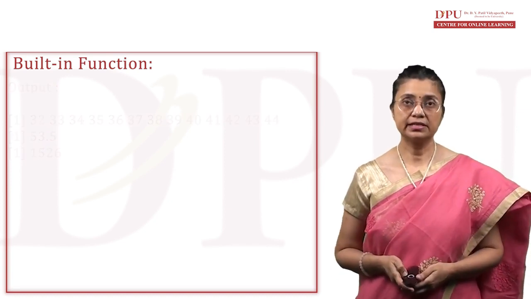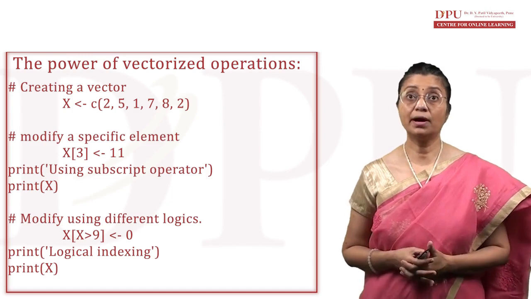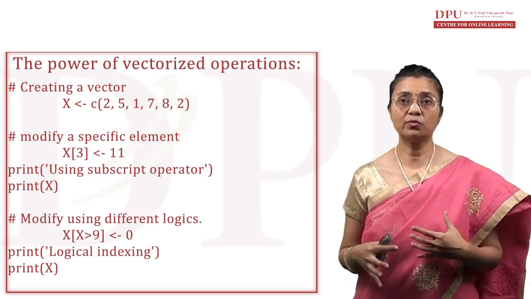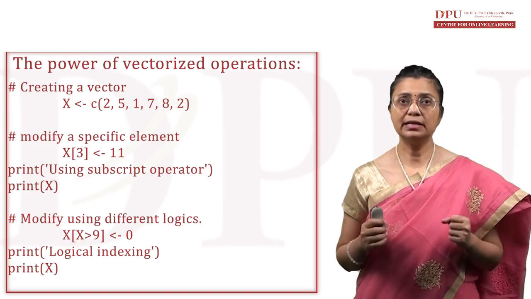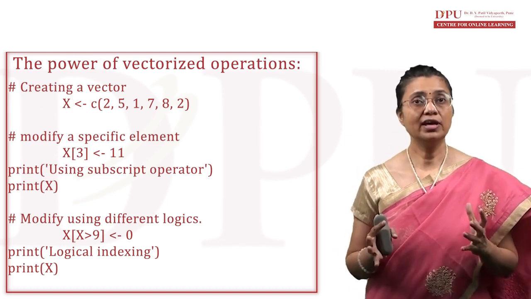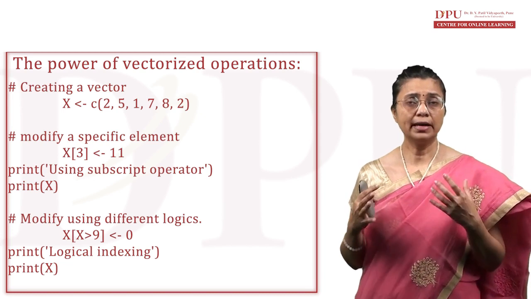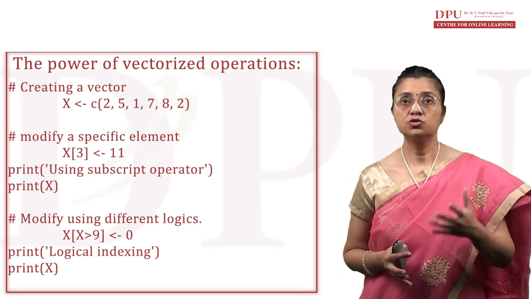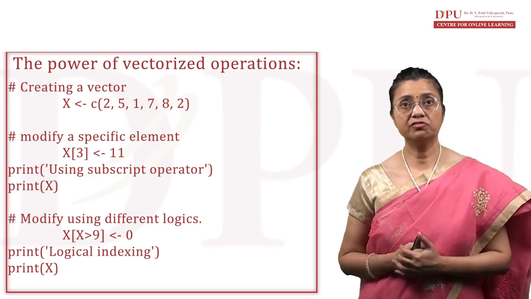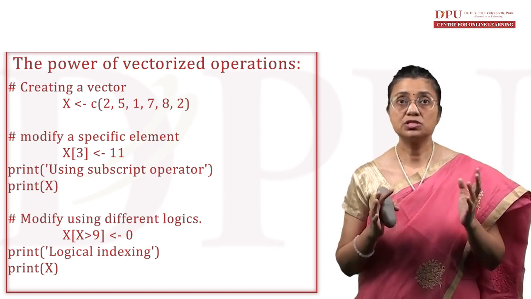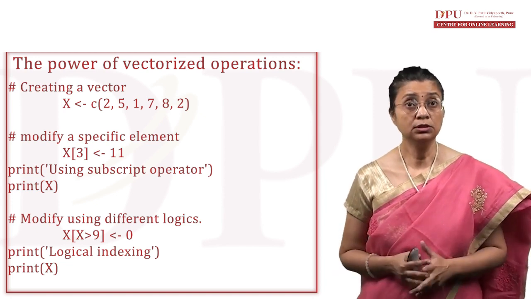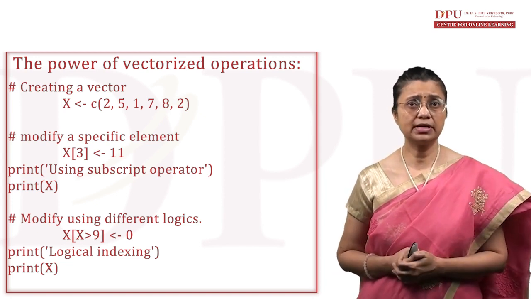Now let's talk about the power of vectorized operations. Now you must be asking, what are vectorized operations? So basically vectorized operations are when I want to apply some operations on a vector and see how the elements can be tweaked. So here you can see in the first line I have created a vector x which is equal to 2, 5, 1, 7, 8 and 2. Now I want to modify a specific element.